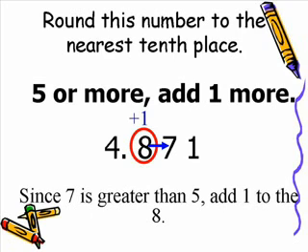The next line of the poem says 4 or less, just ignore. But the 7 is greater than 4, so we go to the next line, and the next line of the poem says 5 or more, add 1 more. So since 7 is greater than 5, we're going to add 1 to the 8.